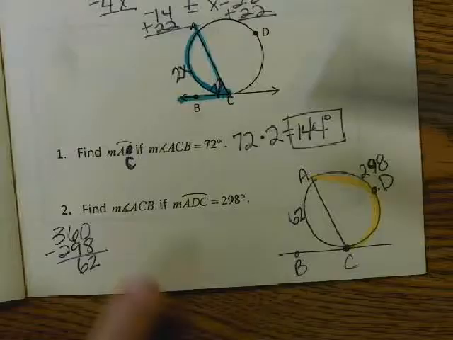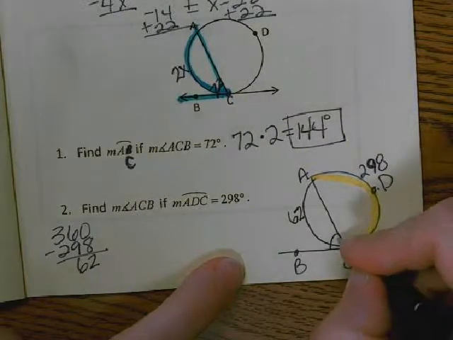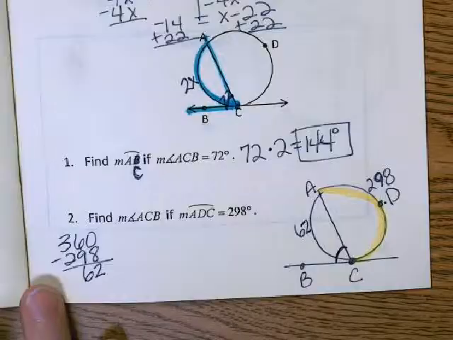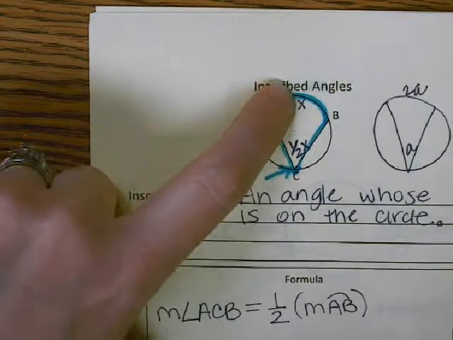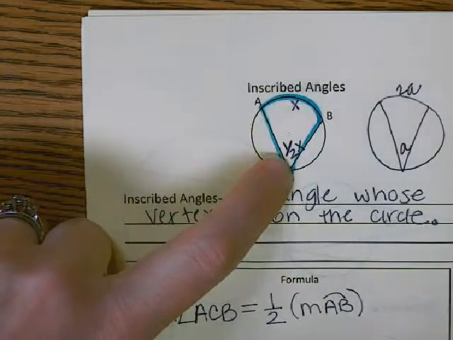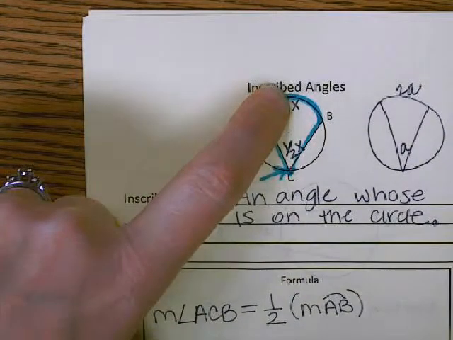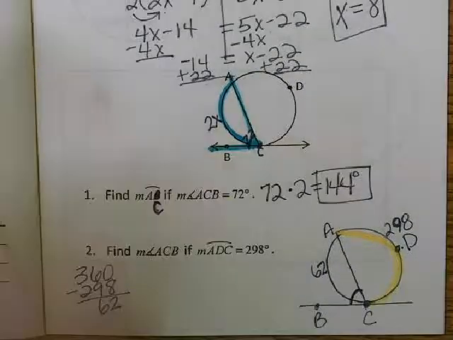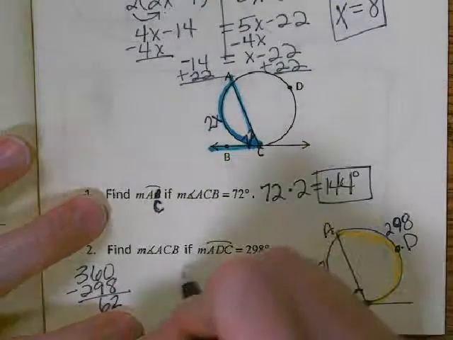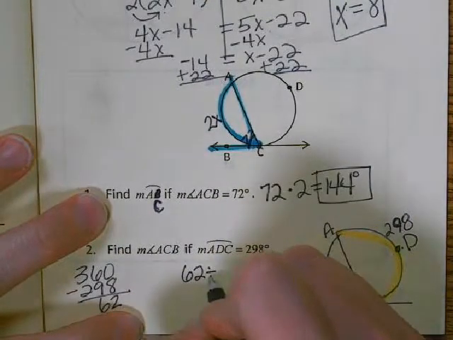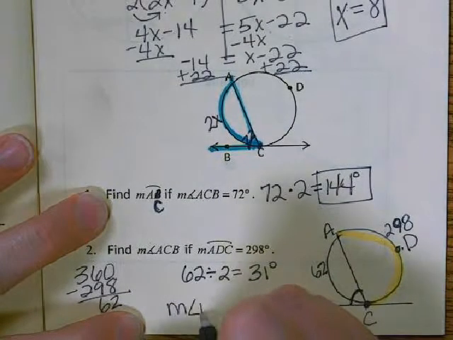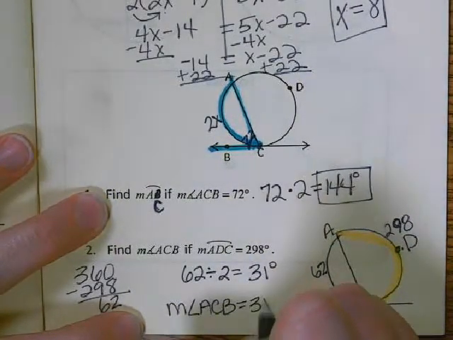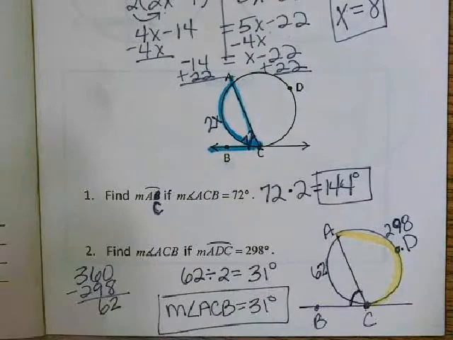Now remember, if we're looking for the angle right here, the arc and the angle are related: if I know the arc, I'm going to divide it by 2 to get the angle. Does that make sense? So the arc is 62, so I'm going to divide that by 2. And that gives me the angle. So the measure of angle ACB is 31 degrees. Okay?